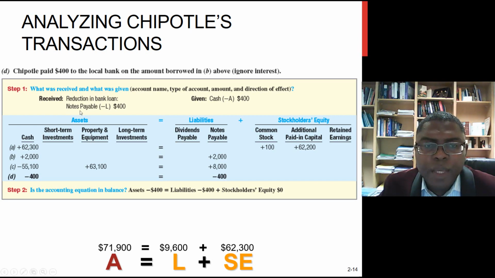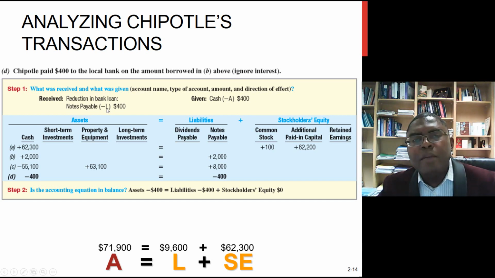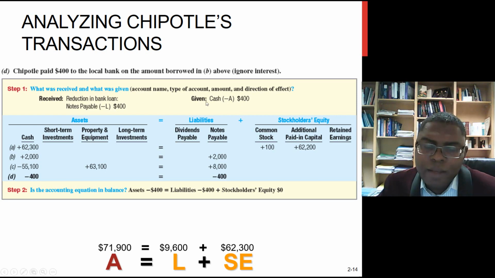Of course, the notes payable account will be affected. It's going to reduce. The notes payable account is a liability. So when the company is paying 400 in cash, their liability is going to reduce. So liability is reducing by 400, and cash, which is an asset, is also reducing by 400. So those are the two accounts that will be affected, notes payable and cash.